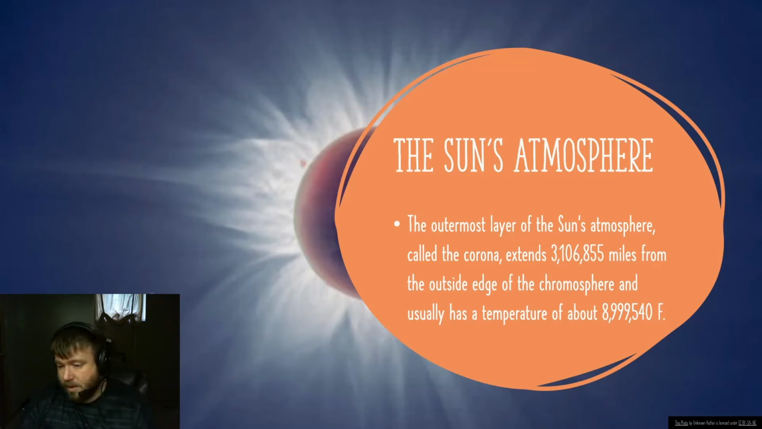Now, the book and the information that I'm pulling from to make this video put all of the temperatures in Kelvin and all of the distances in kilometers. Whenever I was making this video, I converted those into Fahrenheit and miles because I know that's what you're going to be more familiar with. So, the outermost layer of the Sun's atmosphere gets up to 8,999,540 degrees Fahrenheit.